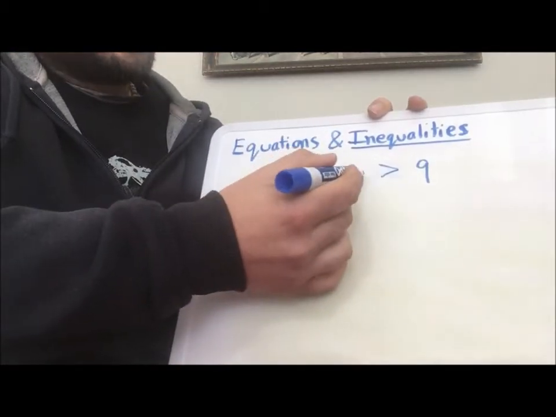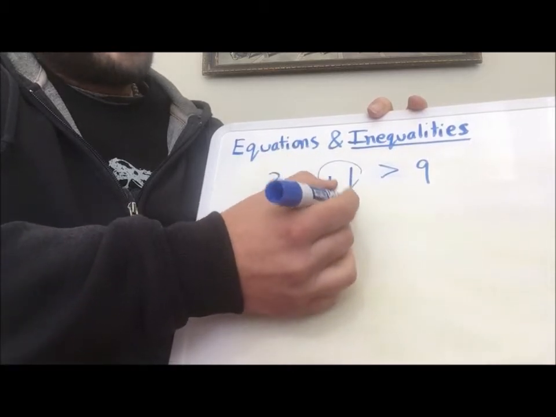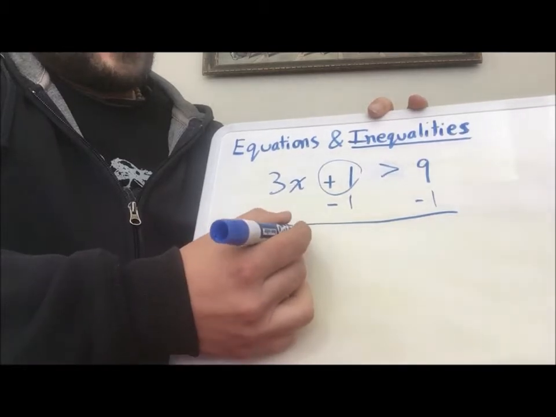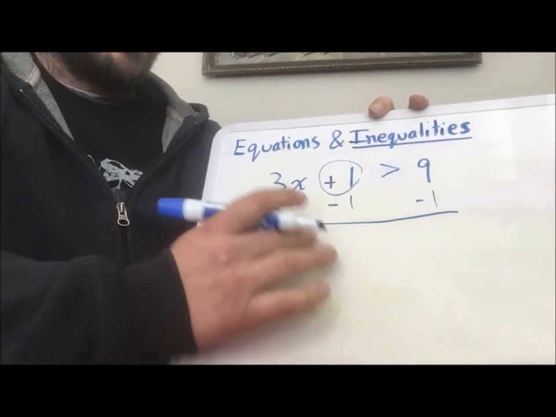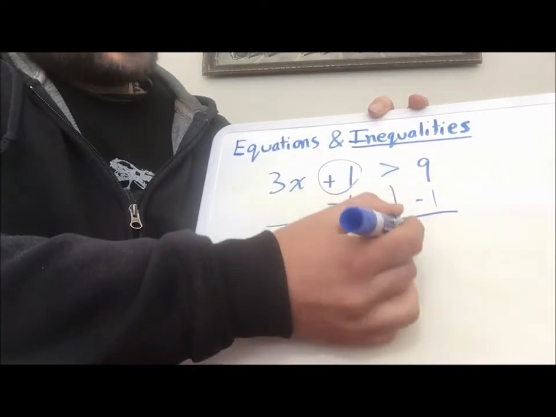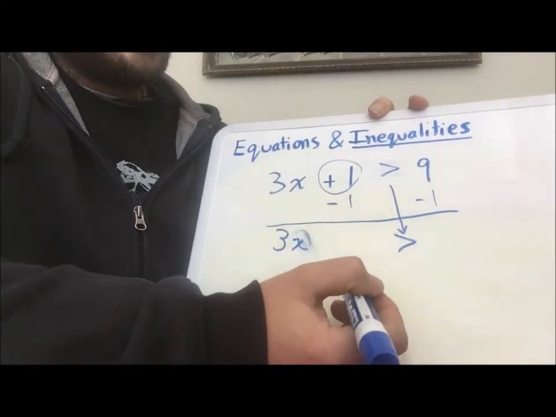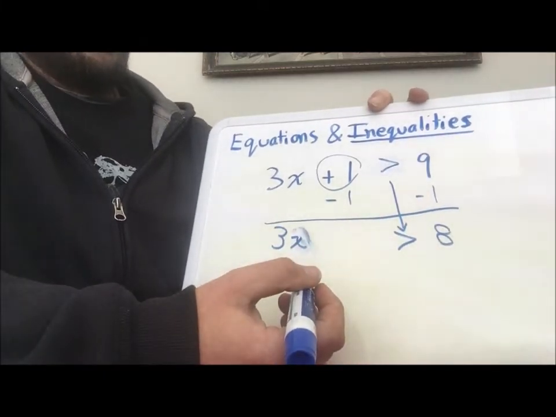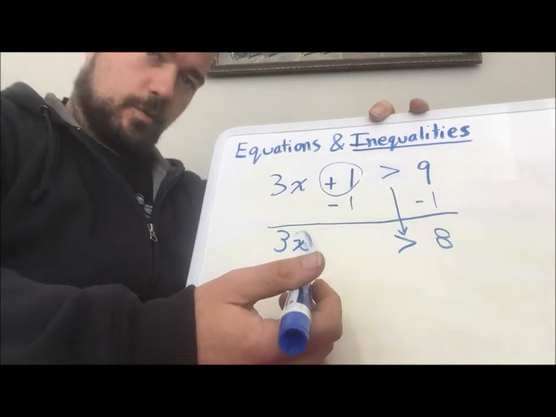So I'm going to start with dealing with this guy first of all again. I'll minus 1 from both sides. And then I end up with 3x. And then I just trickle that down. And then I have an 8 there. So there was nothing different than an equation.